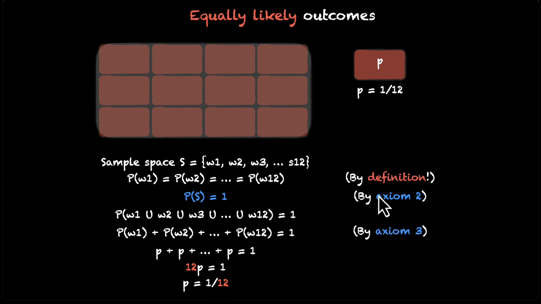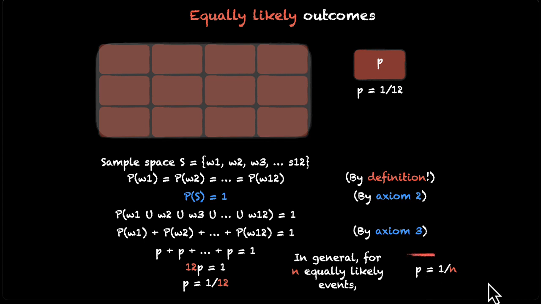And by the way, there is nothing special about this number 12. We can generalize this. In general, for n equally likely outcomes, if there were n such events which were mutually exclusive and exhaustive, we can say that the probability of each of them would be equal to 1 by n. This is the probability for every single one of them.